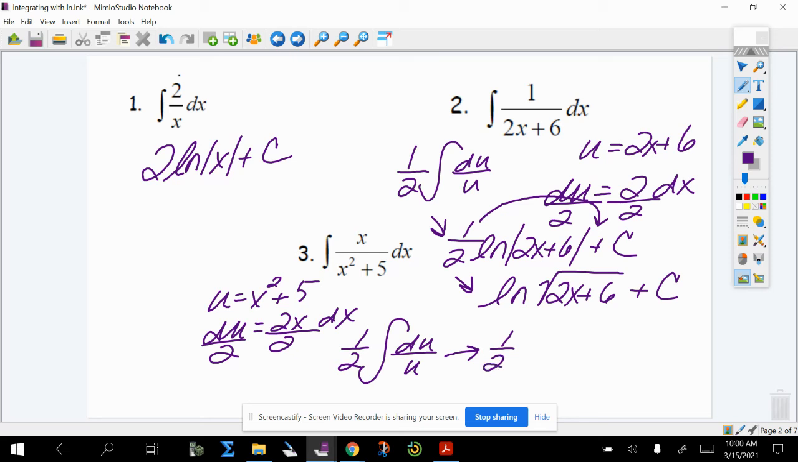So when you integrate, you get 1/2 the natural log of u, which is x squared plus 5. The absolute values are actually kind of unnecessary here because x squared plus 5 is always positive, but you can still put it. You can also use parentheses. You can also take that 1/2 and make it the power of what you're taking the natural log of.